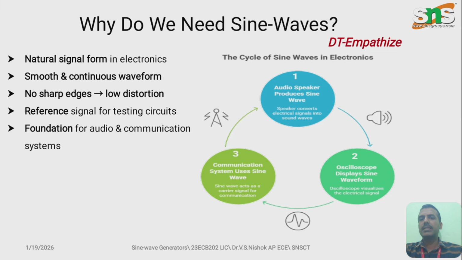In real world applications like voices, music, everywhere we will be using the sine wave as the input. Since it is a smooth and continuous waveform, it produces less noise and harmonics. That is why it is low distortion. So it has no sharp edges, and it will be used for testing and filtering amplifiers, and it will be the foundation for audio and communication systems for transmitting the signals.